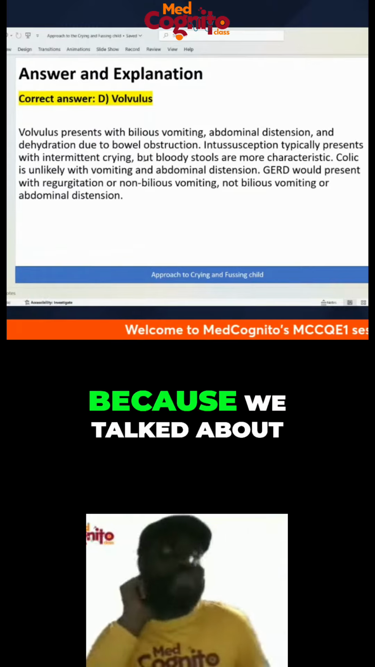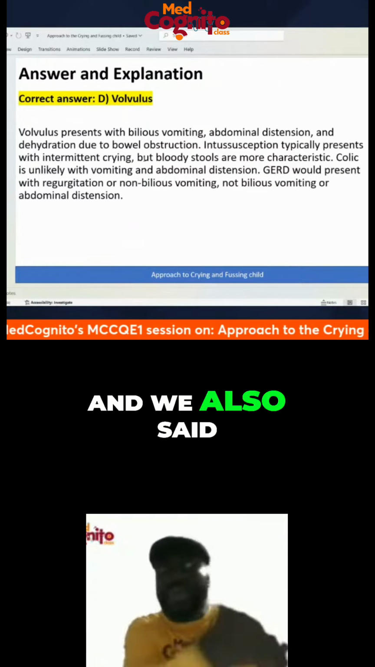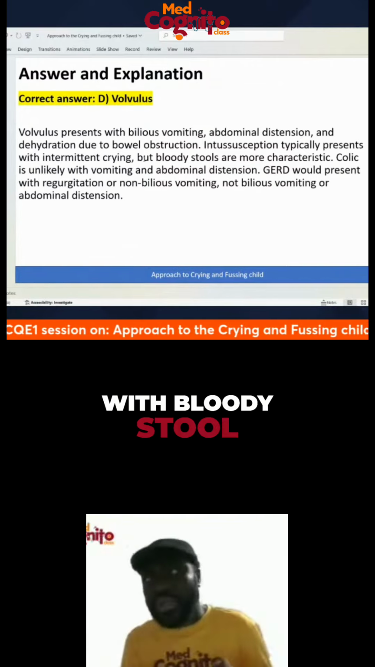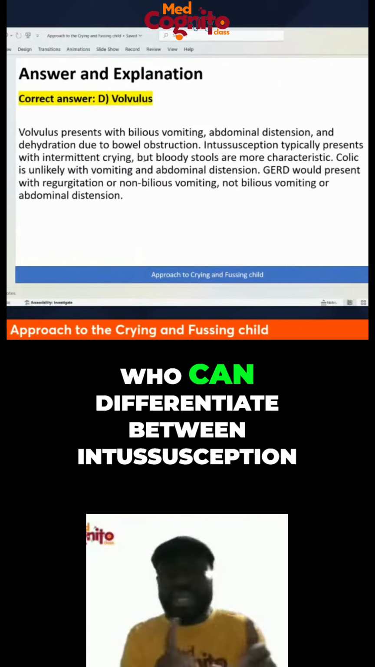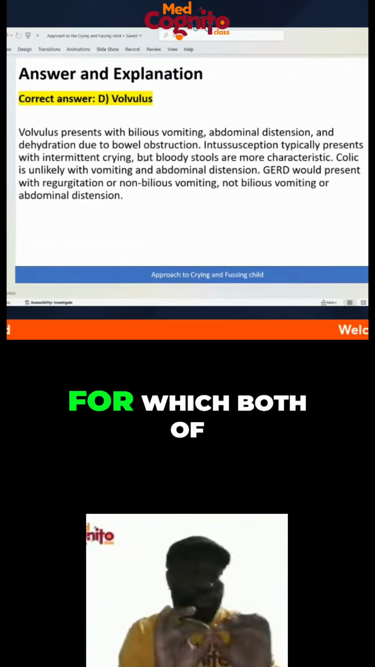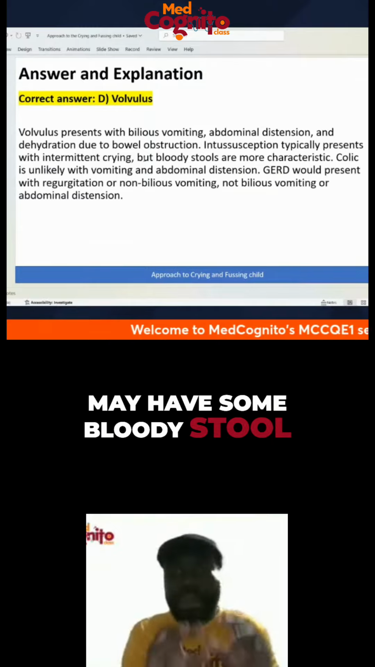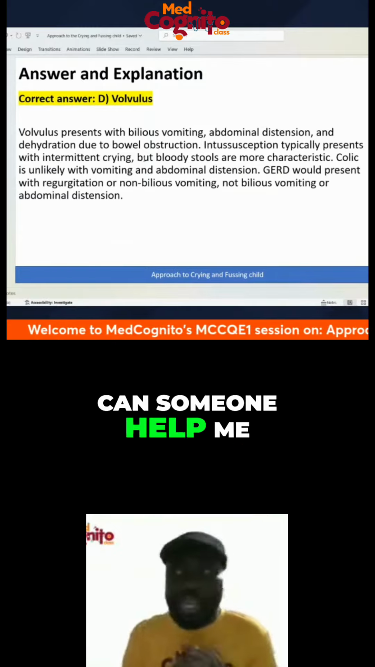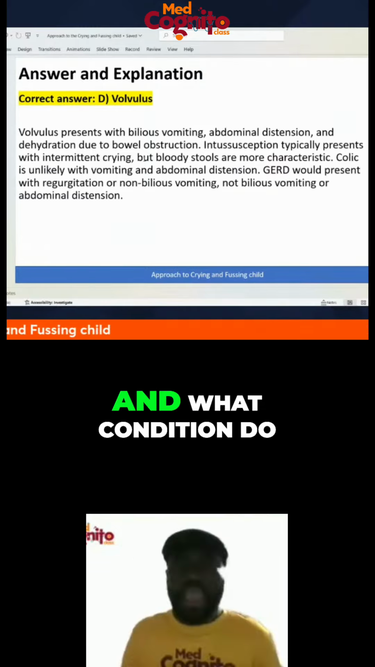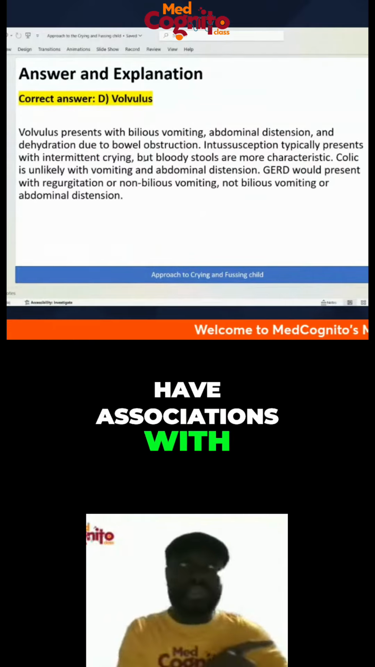So I have another question, because we talked about milk protein allergy, and we also said that will also present with bloody stool. So who can differentiate between intussusception and milk protein allergy, for which both of them may have some bloody stool? But how will you tell the difference? Can someone help me? Okay, milk protein allergy. And what condition do we say children with milk protein allergy have associations with? Eczema.